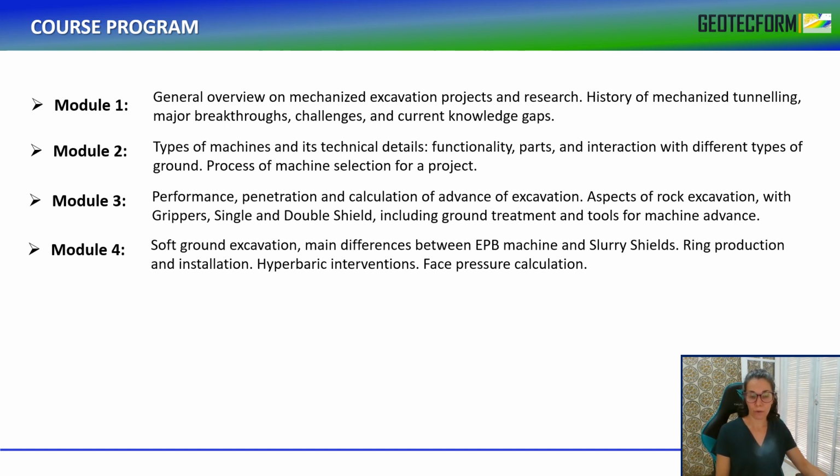We are talking about soft ground excavation, so we have to talk about the ring, the segments, the precast concrete segments, production and installation. That's typical for this kind of machine. Also, we need to talk about hyperbaric interventions, and then we go into the face pressure calculation. So how you can calculate your face pressure, either for EPB or slurry shields.